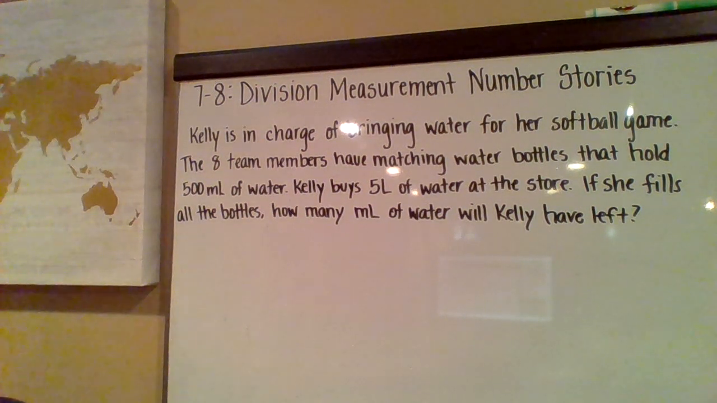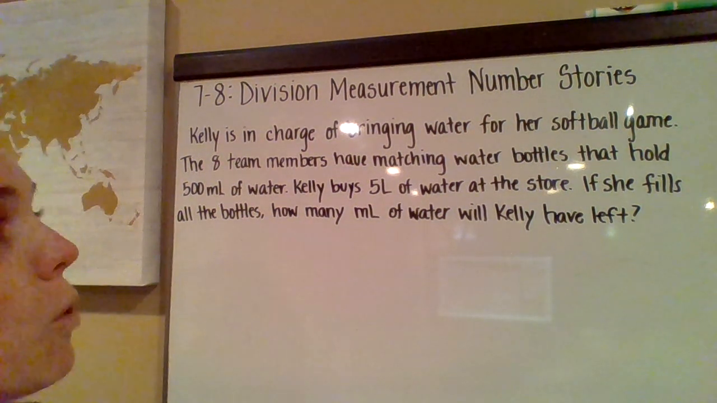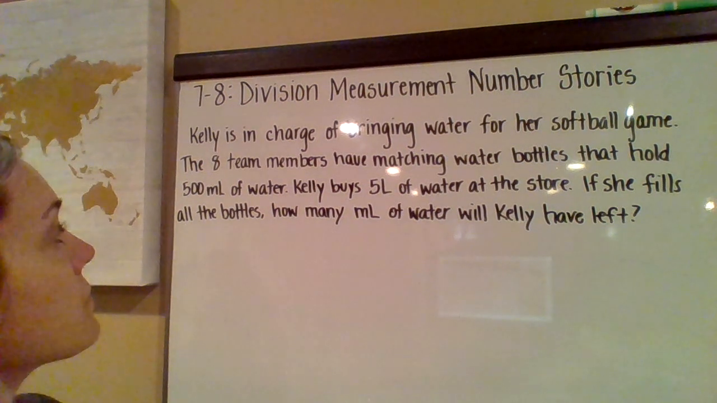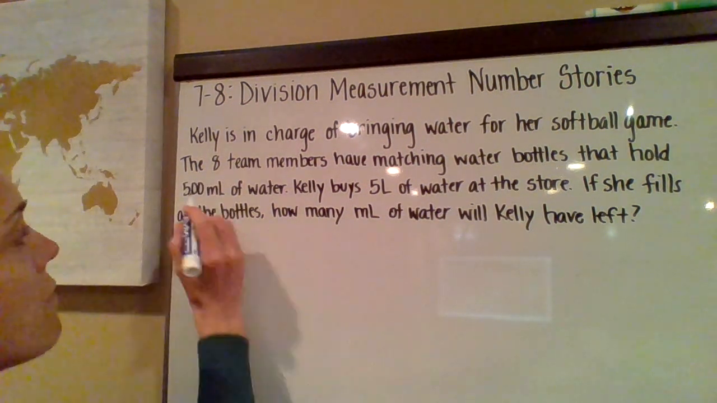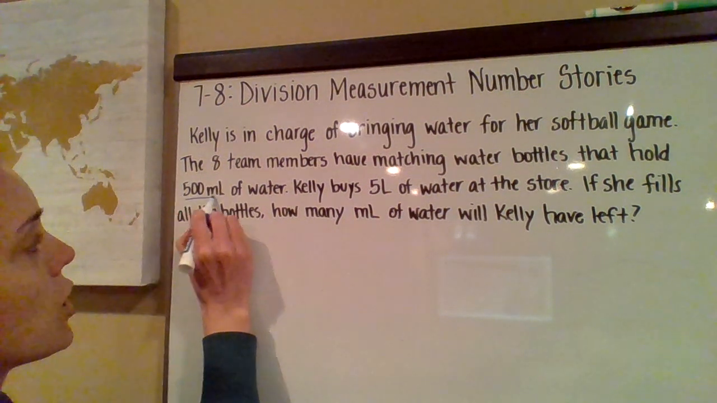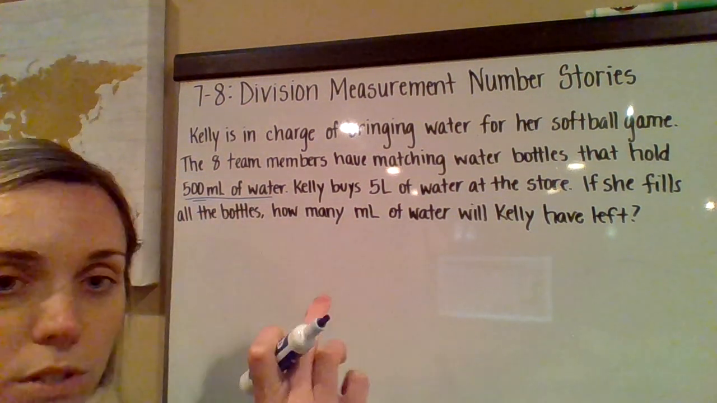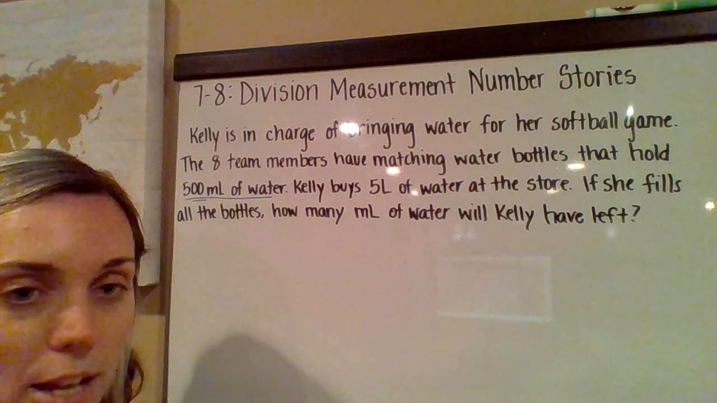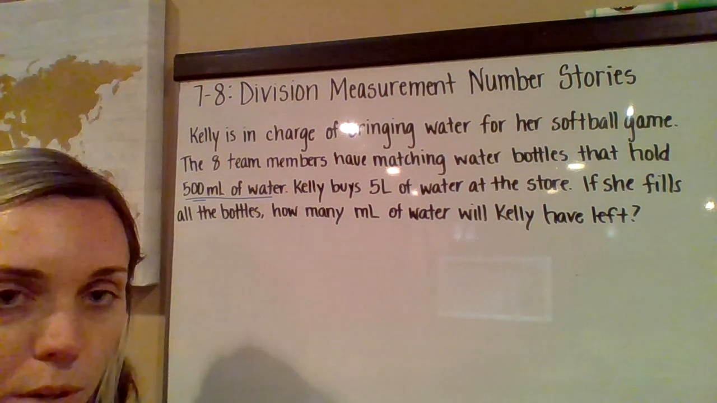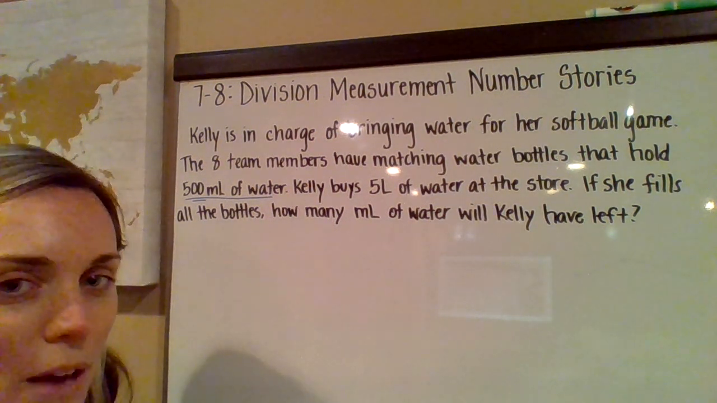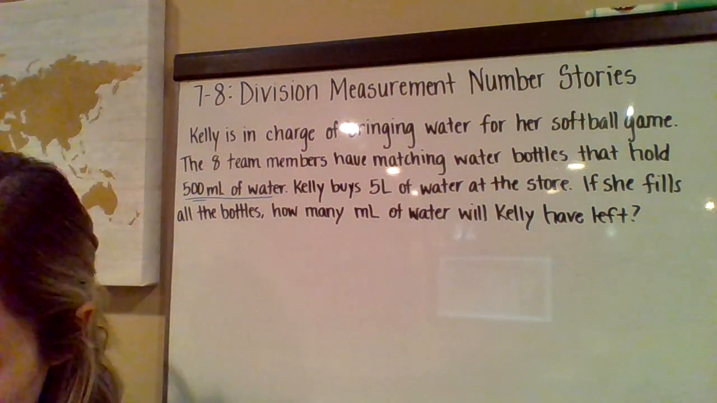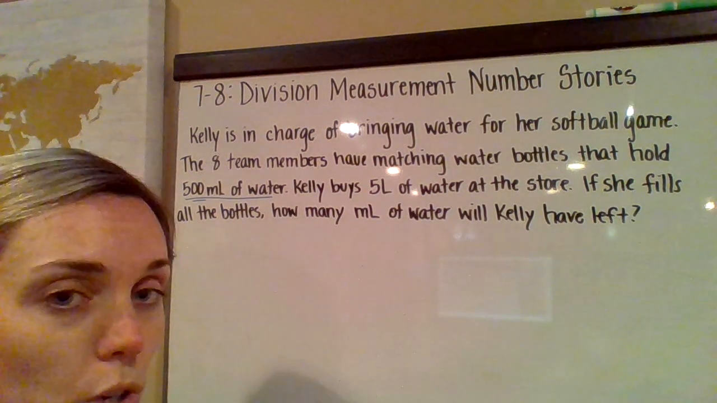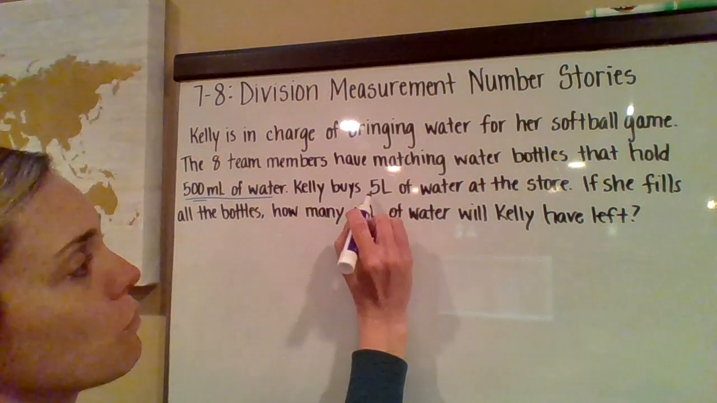It says, Kelly is in charge of bringing water for her softball game. The 8 team members have matching water bottles that hold 500 milliliters of water. So each water bottle holds 500 milliliters, okay? And they all have matching ones, so they have the same ones, and every water bottle holds the same amount. Kelly buys 5 liters of water at the store. So she goes to the store and buys 5 liters of water.